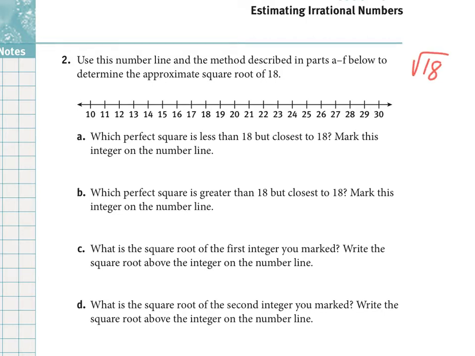Okay, and let's say we don't have a calculator. We can't just type it in and get some decimal approximate. And we want to just kind of get a ballpark value for it. Okay, so here's a little process we can go through. Part A, which perfect square is less than 18, but closest to 18?